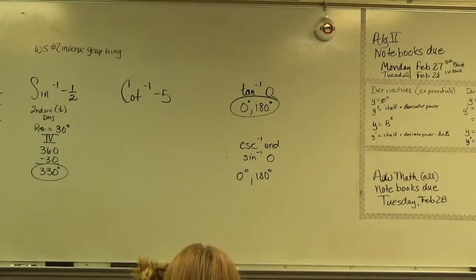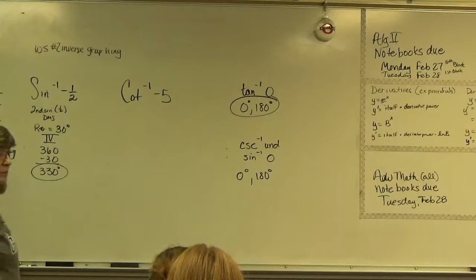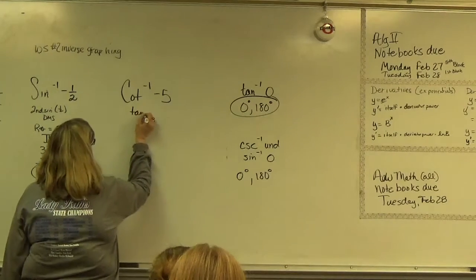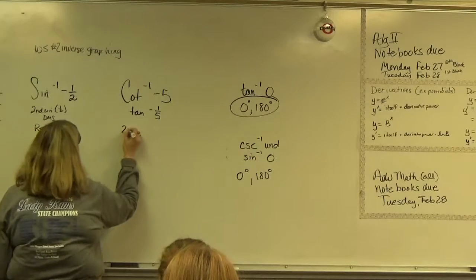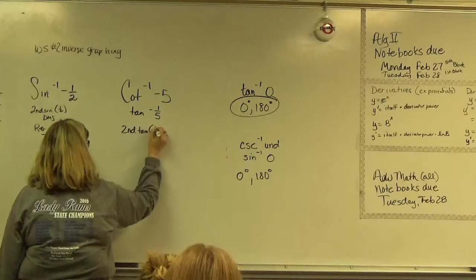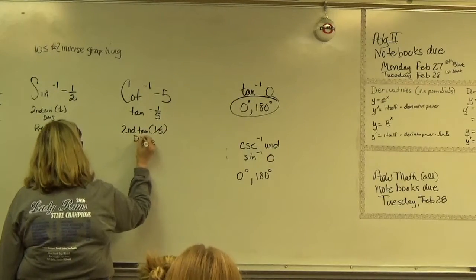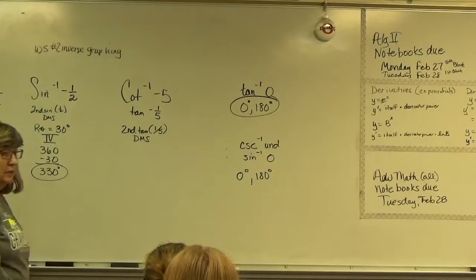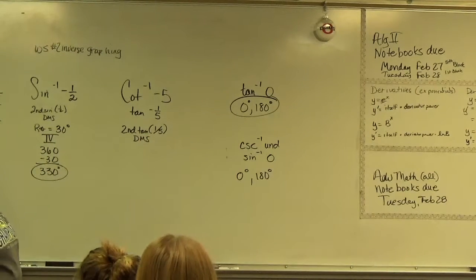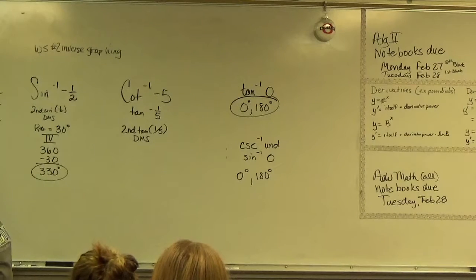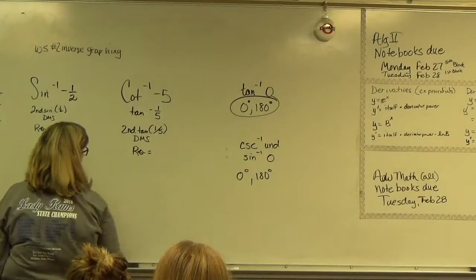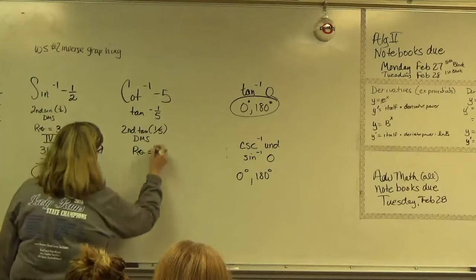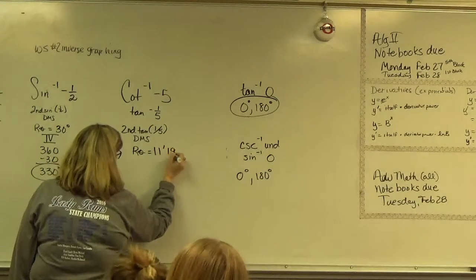Cotangent of -5. Well, cotangent's not on your calculator, so what do I have to do to it? Make it tangent. So it inverts the 5 to 1/5. So now you go to your calculator. What's second tangent of 1 divided by 5, degrees minutes seconds? And again, you don't put the negative in your calculator. That's for you to do. So what's my reference angle? 11 degrees and 19 minutes. 11, 19? Yeah.